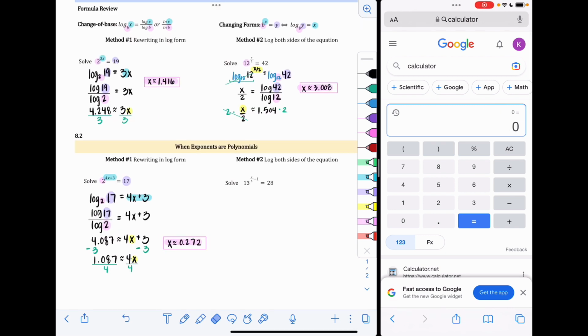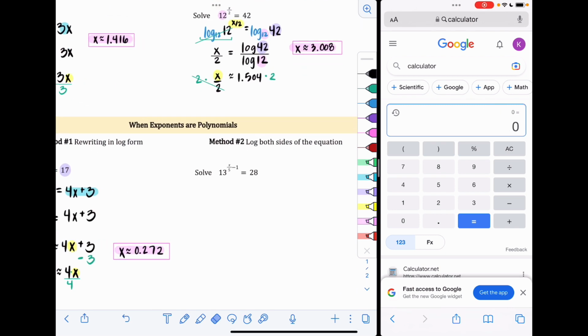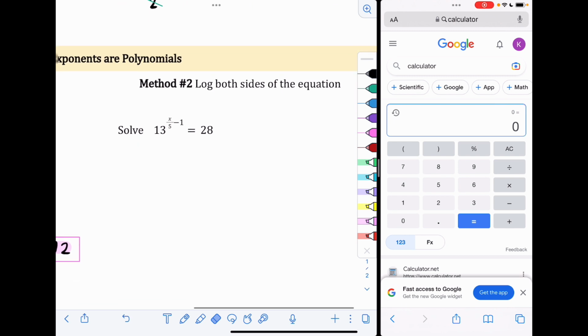Okay, so last problem, this is using method 2 again, where we log both sides of the equation. So for this one, we're solving 13 raised to the x over 5 minus 1 equals 28. So if we're going to log both sides of the equation, we have to figure out what type of log would cancel out this exponential, because my ultimate goal is to free up that exponent so I can start to solve for x. So the base of the log is going to match the base of the exponential, which in this case is 13. So I'm going to log base 13, both sides of the equation.